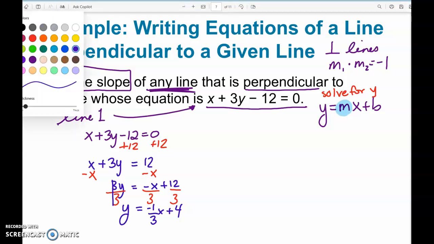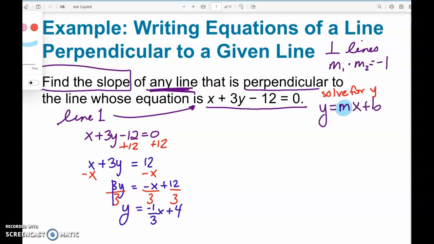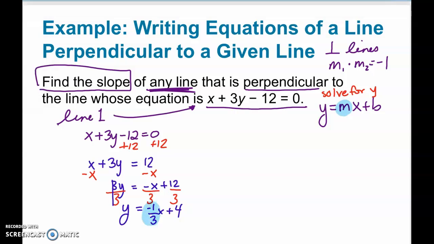So now I can see the coefficient on my x is -1/3. It's very important that you don't take the equation in this general form and just say the coefficient of x is the slope, because it's not. You have to put it into slope-intercept form. That's why it's entitled slope-intercept form, because you can clearly see what the slope is and what the y-intercept is. So it's very important that you put it in this form first before you announce what the slope is.